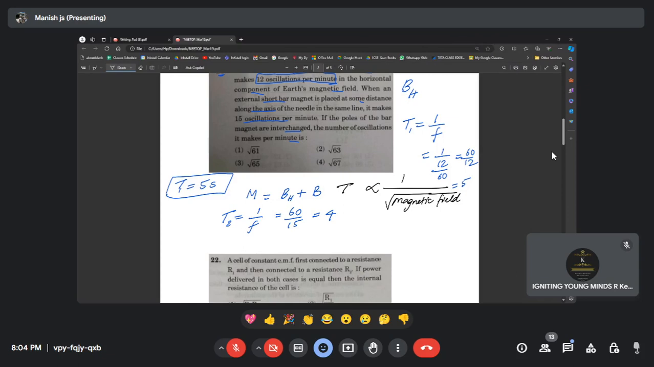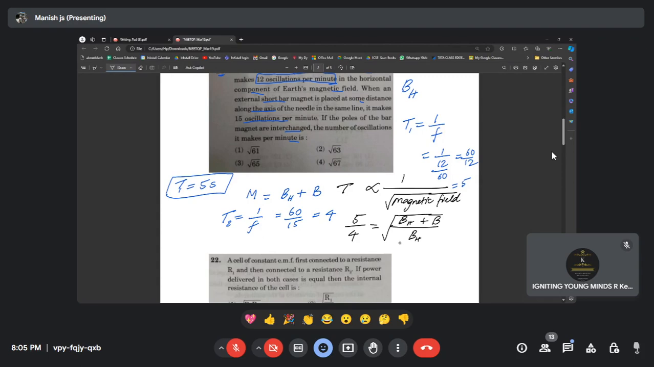Because we have the time period for both the cases, we can simply say 5 by 4. What am I doing? I'm doing T1 upon T2. T1 we found as 5 seconds and T2 we have found as 4 seconds, right? That is equal to the square root of BH plus B, because that is the new magnetic field, upon BH, that is the horizontal magnetic field. So I'm substituting. Simplify this.